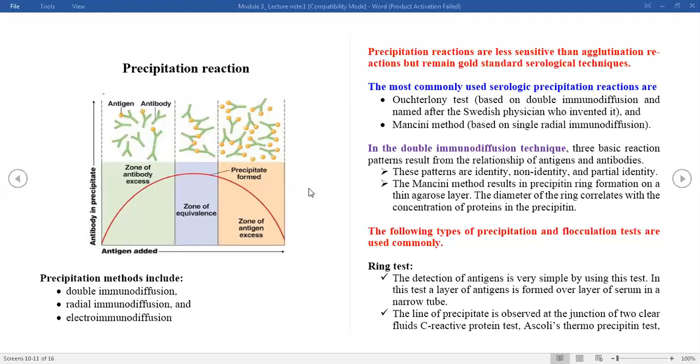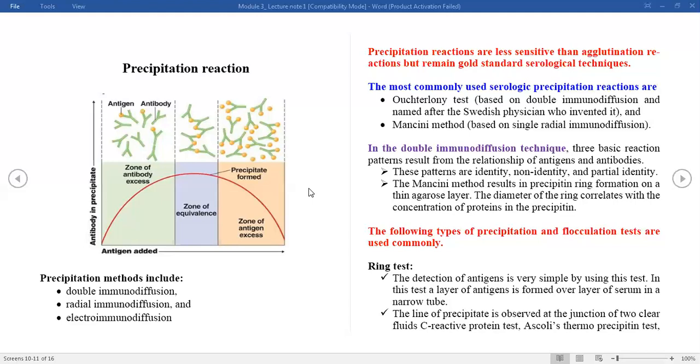What are the types? The first one is double diffusion. Double diffusion is a qualitative gel technique that determines the relationship between antigen and antibody. The second one is radial immunodiffusion. This is a semi-quantitative test of proteins by gel diffusion using antibody incorporated in agar. And the third one is electroimmunodiffusion. This is a variation of the double immunodiffusion method that uses an electric current that enhances the mobility of the reactants towards each other.